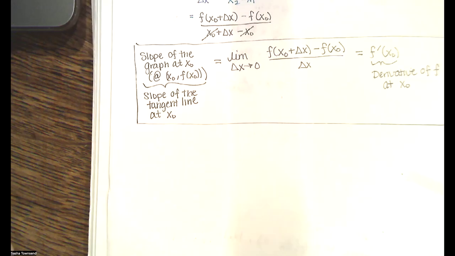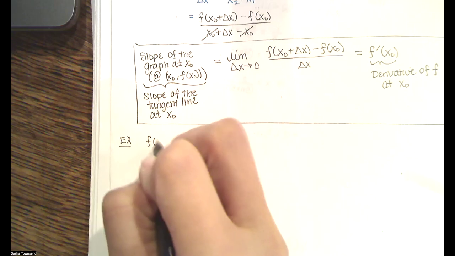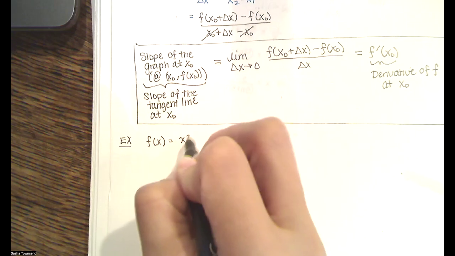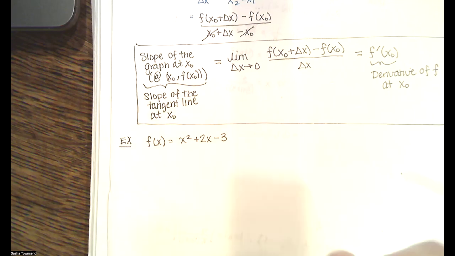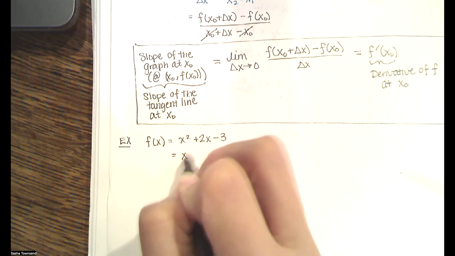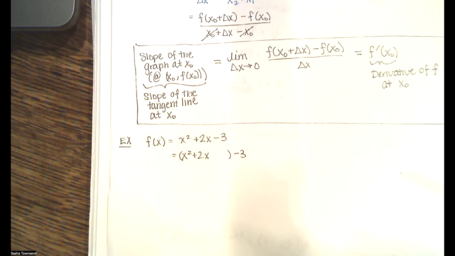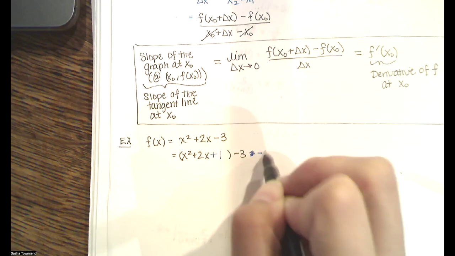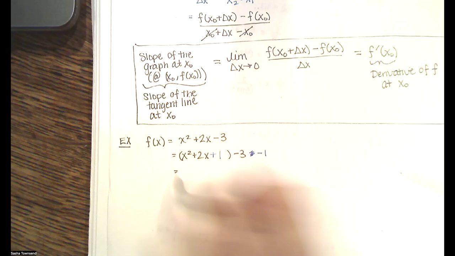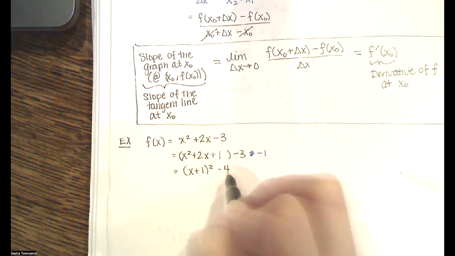All right, so let's look at an example. Let's use f of x equals x squared plus 2x minus 3. And if I complete the square, I'm going to add 1 here to make that a perfect square. And that's legal as long as I also subtract 1 there. I'm just adding a well-chosen 1. This expression is x plus 1 quantity squared. And negative 3 minus 1 is negative 4.